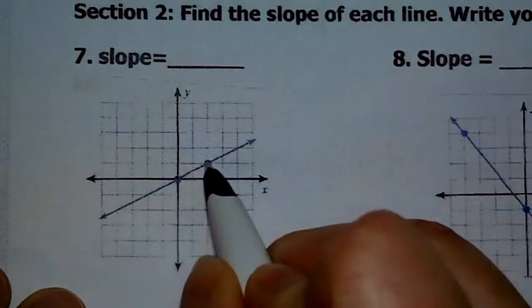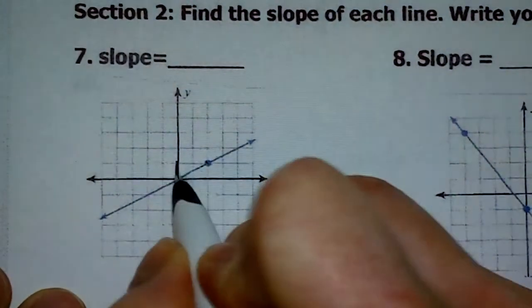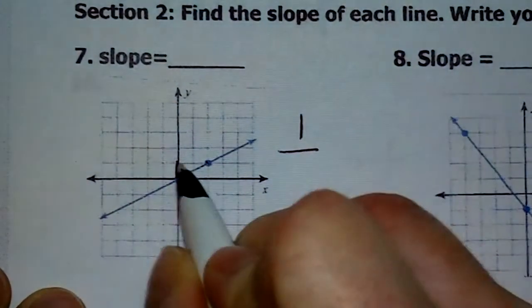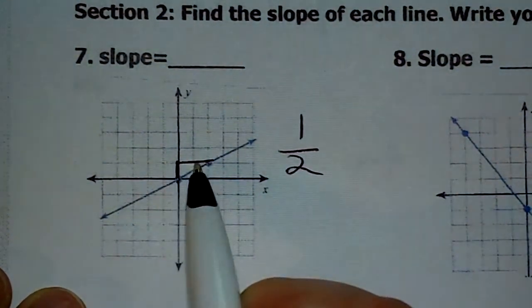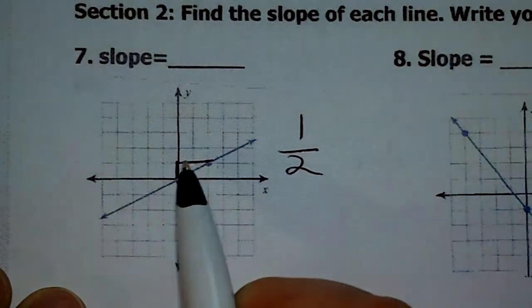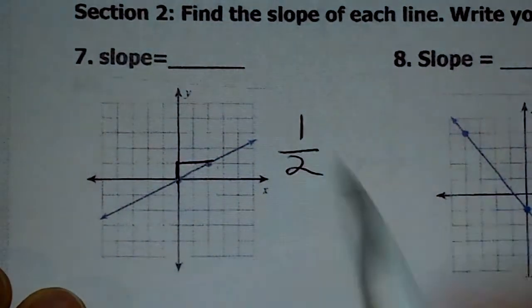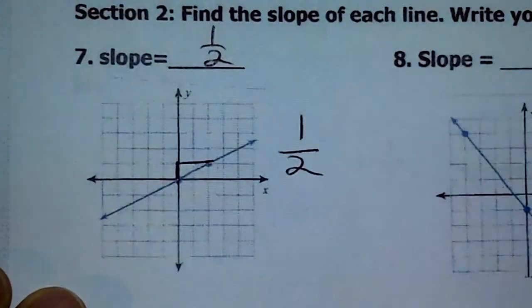So to get from this point to this point, the rise is 1. The run is 2. So again, we went up 1, right 2. Up is positive, right is positive. 1/2 is already simplest form, and you're done.